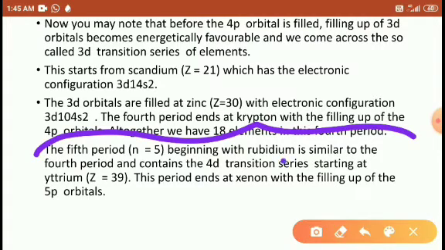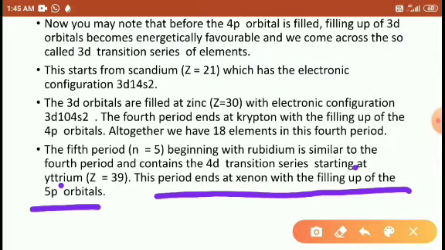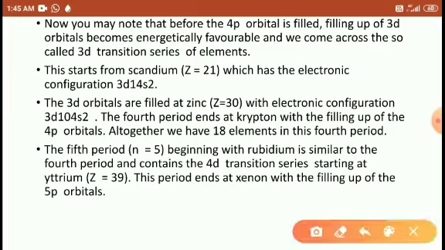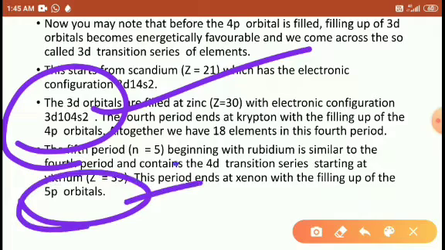Beginning with rubidium, the fifth period is similar to the fourth period of potassium, students. Rubidium has properties similar to potassium. They contain the 4d transition series, in which electrons are shifted into the 4d orbitals, starting at yttrium, atomic number 39. This period ends at xenon, with filling of 5p orbitals. Look at it, students. In the previous period electrons end at 4p, but in the next period electrons end at the 5p orbitals.